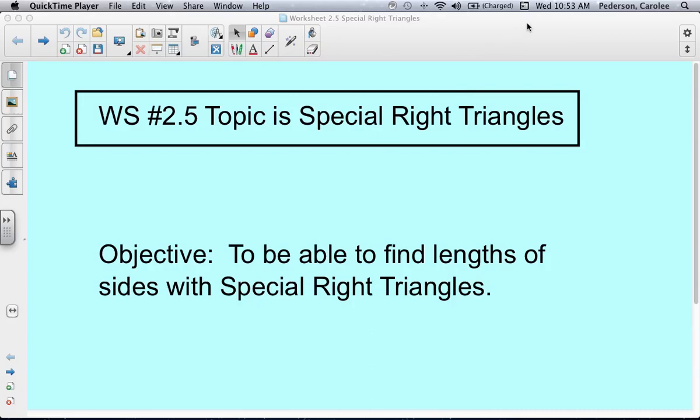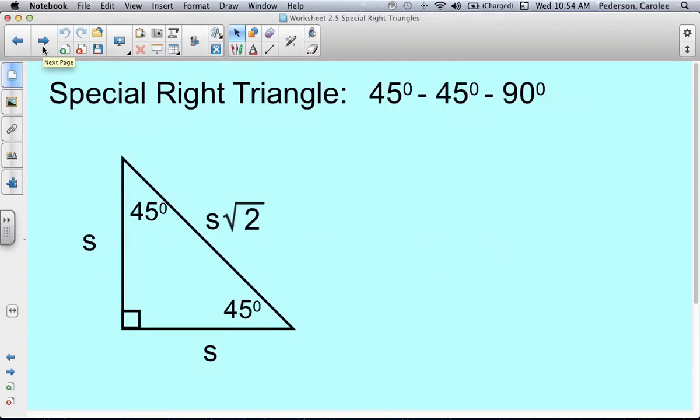This is worksheet 2.5. The topic is on special right triangles. You did learn about these in geometry. We're going to be working with 45, 45, 90 degree triangles and 30, 60, 90 degree triangles. Go ahead and write down this slide.